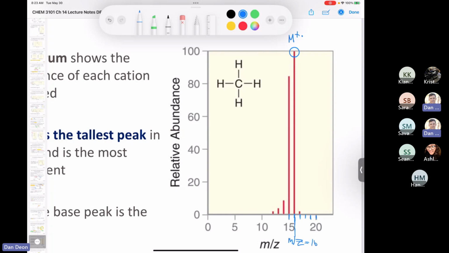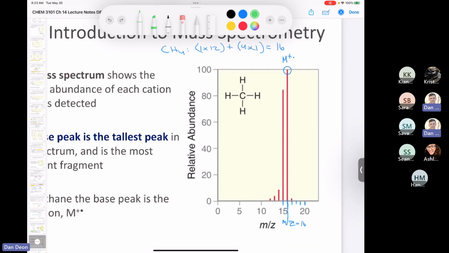And if you're wondering, well, Mr. Dion, I'd like to ask you, what is this? What is this? And what is this? A great question. We're going to try to address that a little bit. But right now, we just want to address the parent ion for the methane molecule.